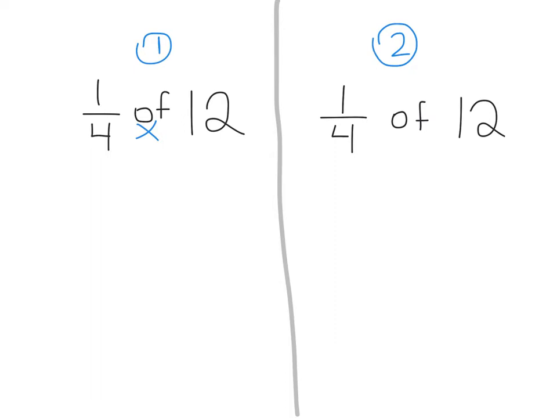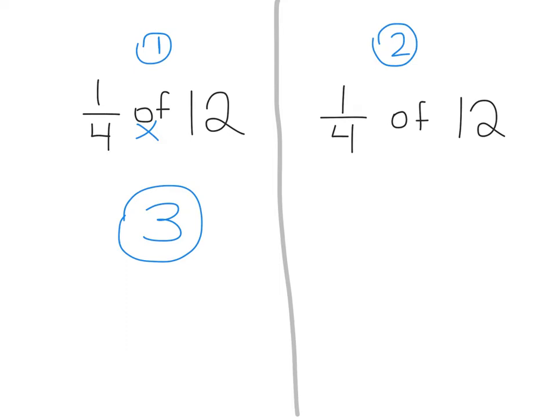So on the left side, we have 1/4 of 12, or 1/4 times 12. And so one way to solve this is to solve it in your head and think, what is 1/4 of 12? That's just 12 divided into 4 pieces. 1/4 of 12 is 3.